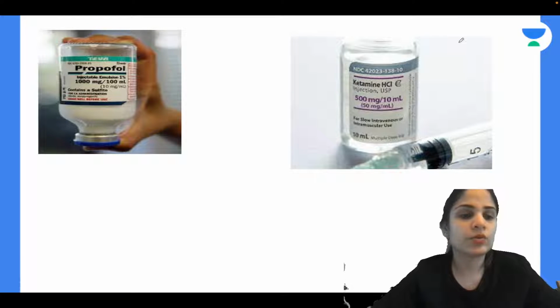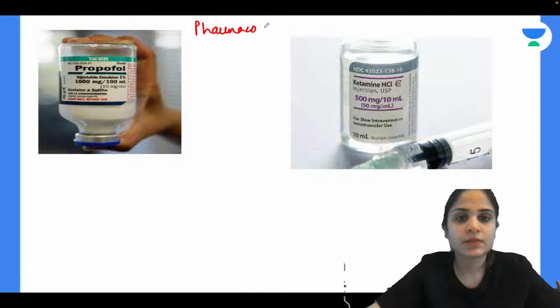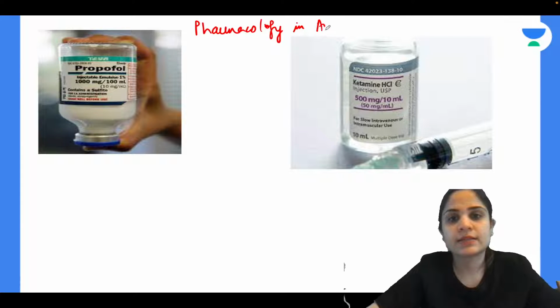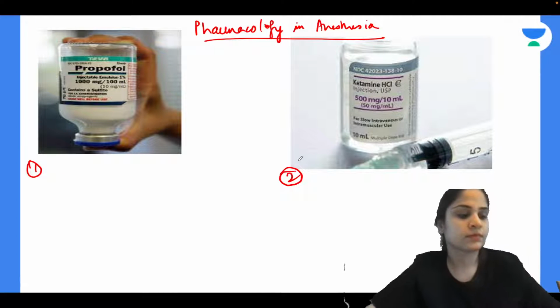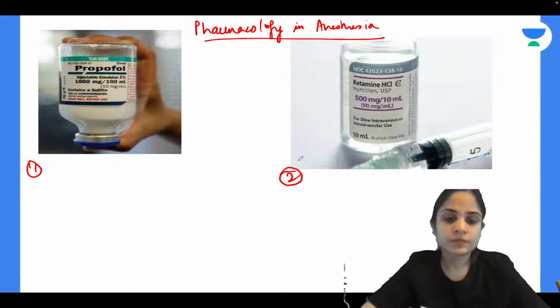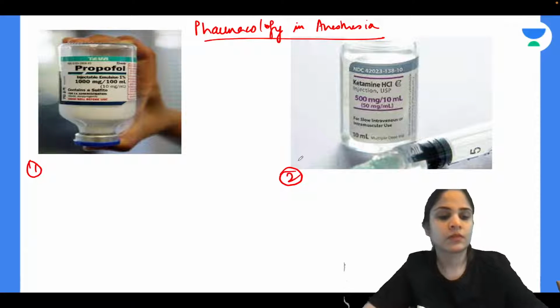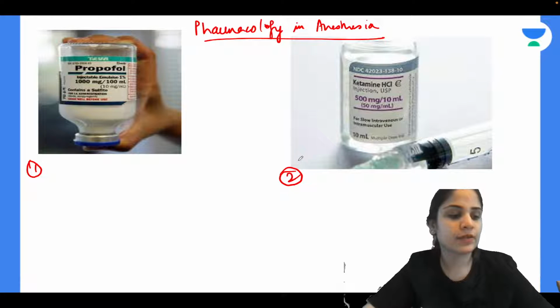Okay, now moving on to our next slides for revision. So here we will be doing some drugs that are used in anesthesia. So we are going to be revising the pharmacology in anesthesia. Alright, so can anyone tell me what is the first drug that you guys can see over here?